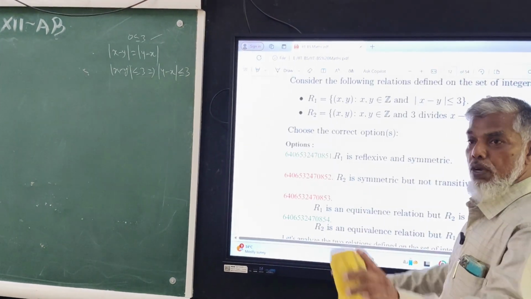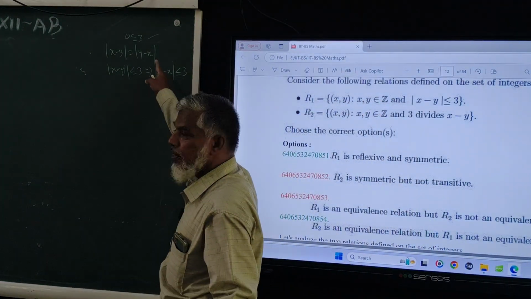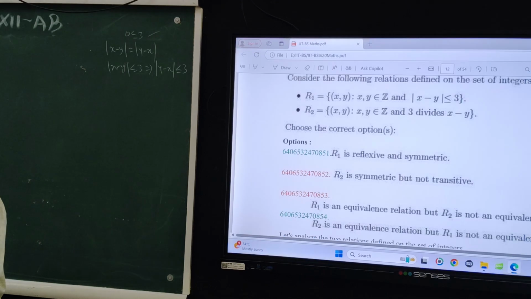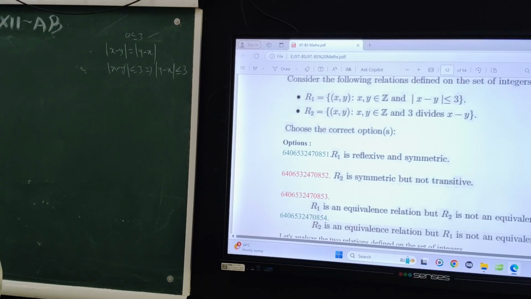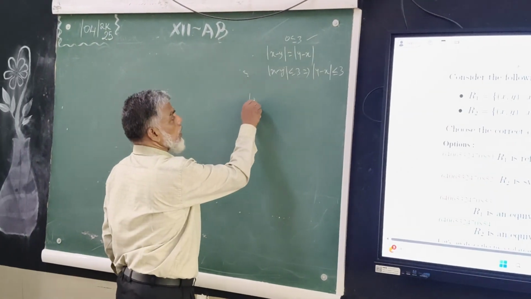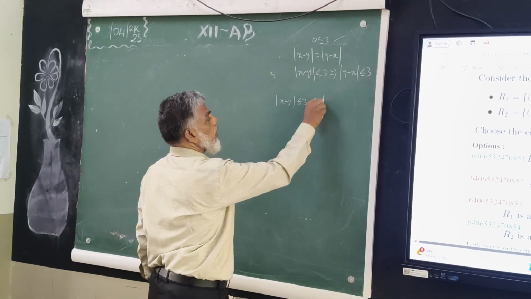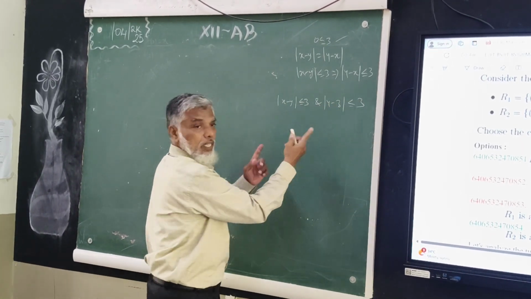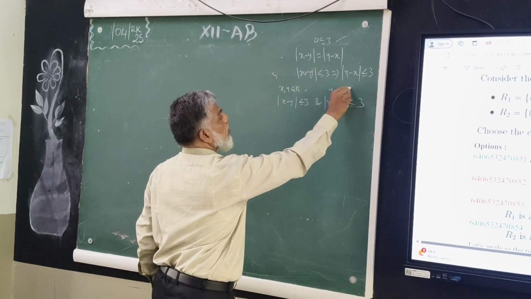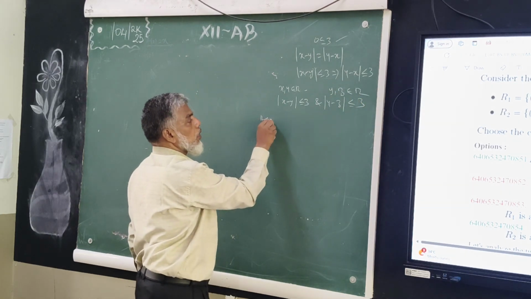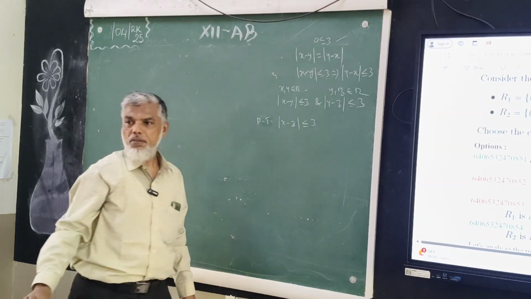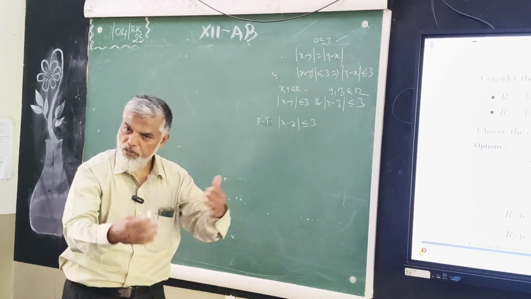Now come to R1, is it transitive? Transitive means if (x, y) belongs to R and (y, z) belongs to R, then (x, z) belongs to R. Now modulus of x minus y is less than or equal to 3 and modulus of y minus z is less than or equal to 3. Then what we have to prove? Modulus of x minus z is less than or equal to 3. So we try to prove that.